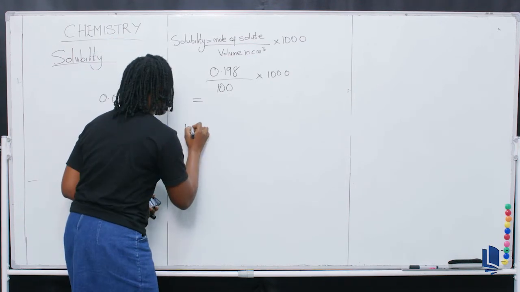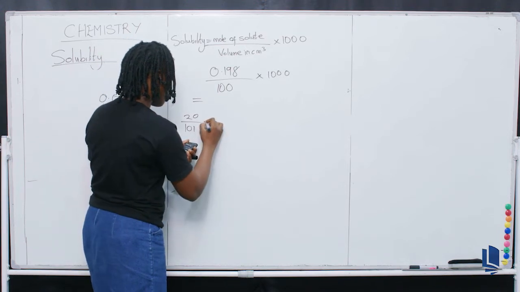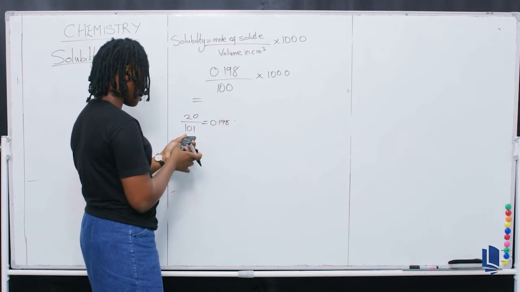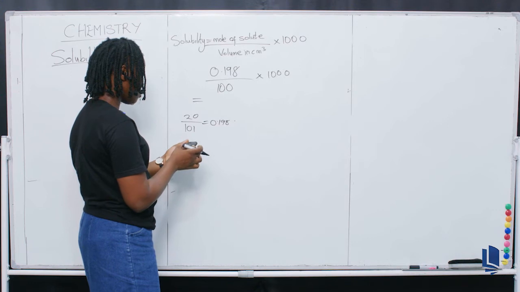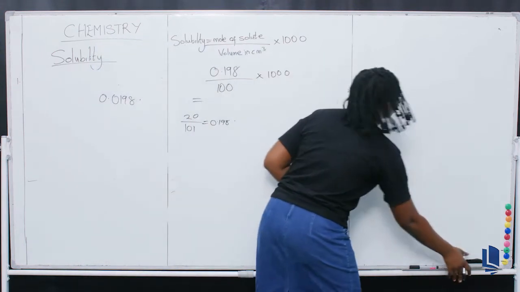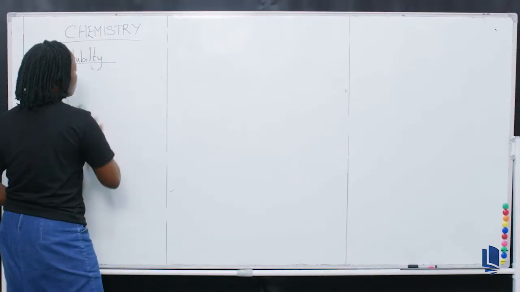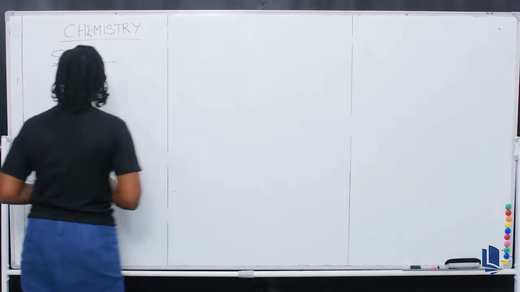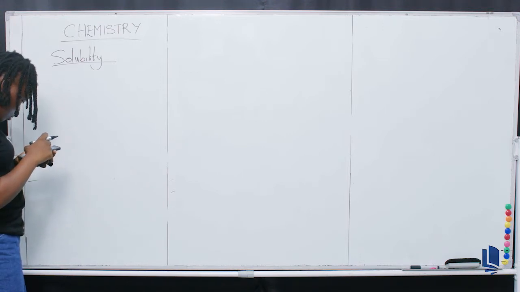0.198 divided by 100 multiplied by 1,000. That doesn't give us the answer. Did we do anything wrong there? Let's move on. I would explain later, maybe when we are solving questions. Let me see if there's another question here to attempt before we move on to type of solutes.